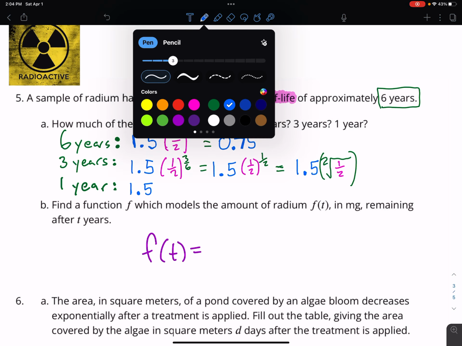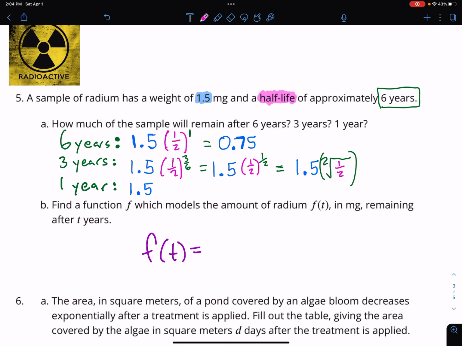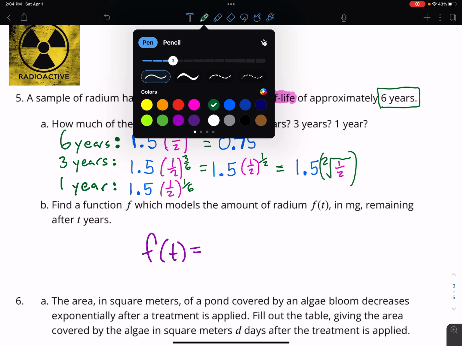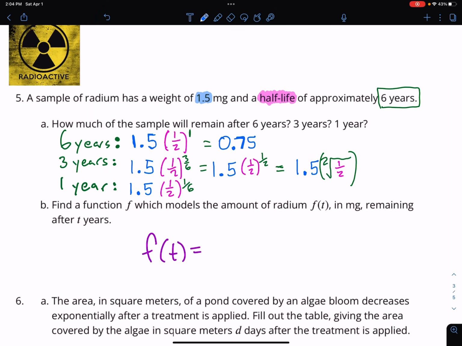What is my rate of change? I got a half-life. This thing is breaking down. There's only going to be half of it left after 6 years. But guess what? Only 1 out of the 6 years has gone by here. Guess where it goes in my exponent? Because this is called exponentials, and the variable goes up in the exponent position.